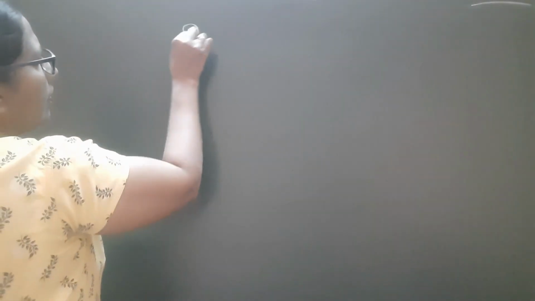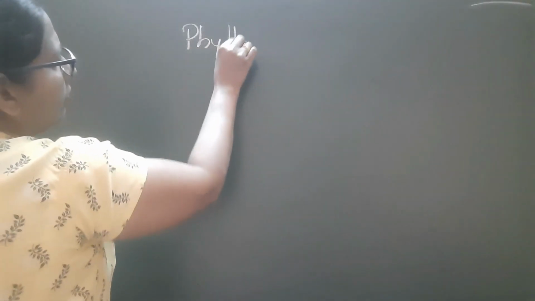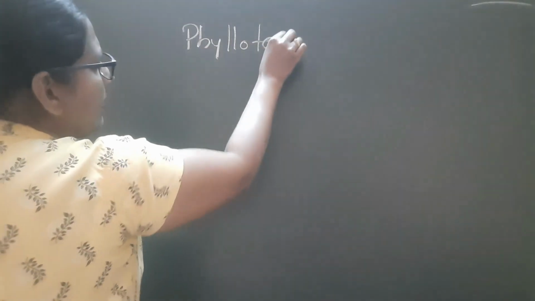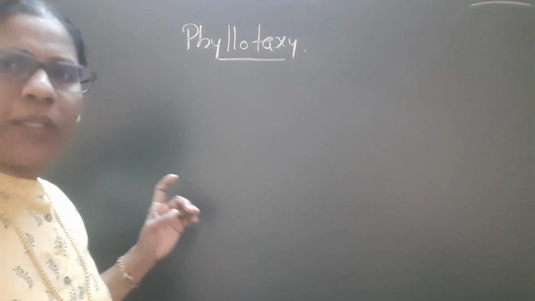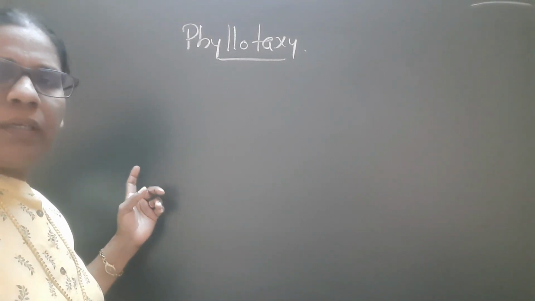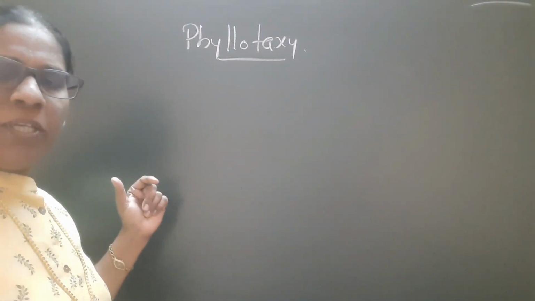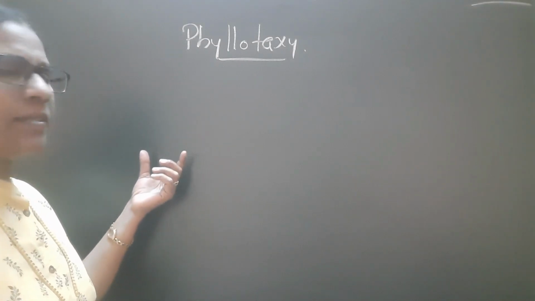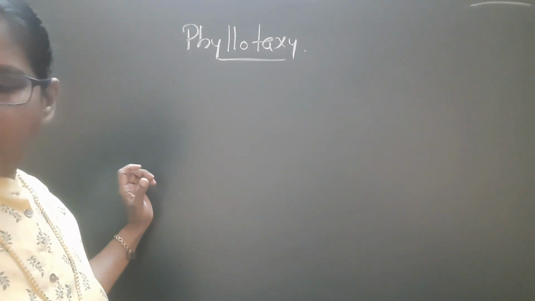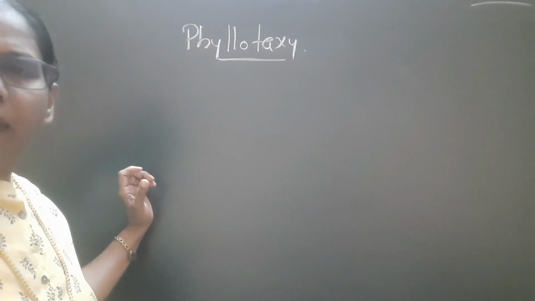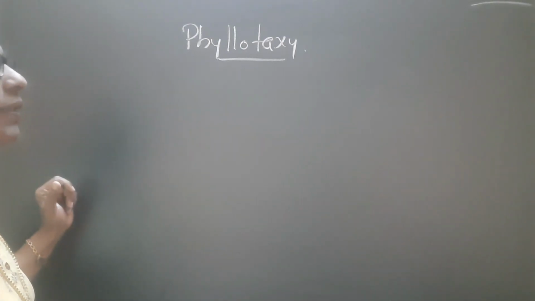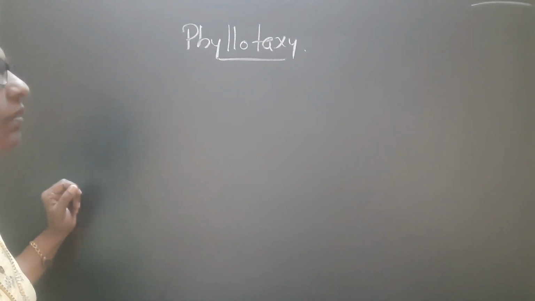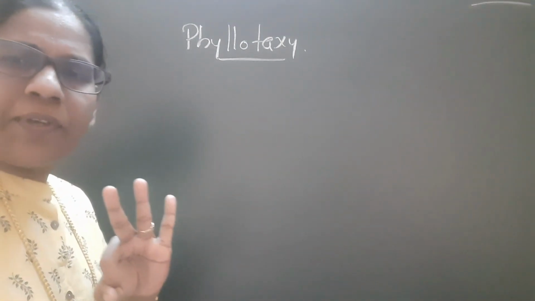Next is phyllotaxy. What is phyllotaxy? The arrangement of leaves on a stem is called phyllotaxy. There are three types of phyllotaxy.